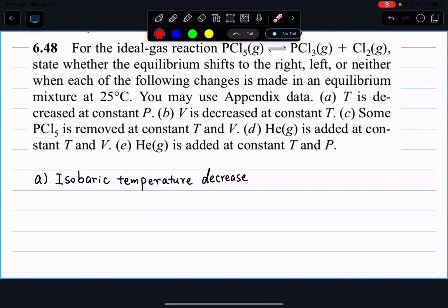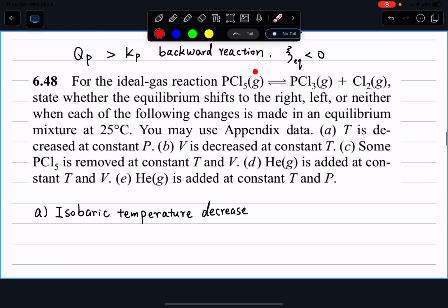Now, the first question gives you an ideal gas reaction where you start from PCl5 gas, which goes to PCl3 gas and Cl2 gas. So you start from one gas and go to two gas molecules. It asks you to tell whether the equilibrium shifts to the right, left, or doesn't go anywhere. You can use the appendix data.